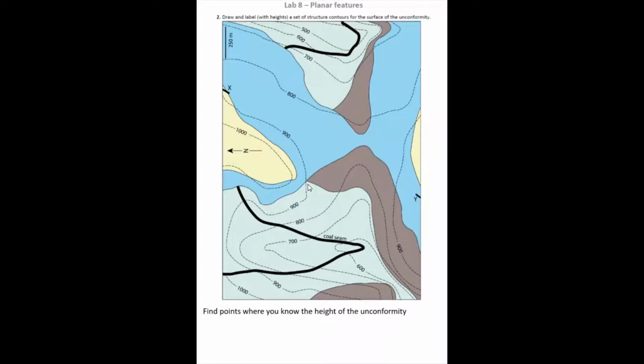The next question asks us to find the points where we know the height of the unconformity, and we can use these to work out the structural contours, to show how that unconformable surface is dipping. So we need to find all of the places where we know the height of the unconformity, so where that unconformity crosses one of our topographic contours. And if I mark on all of those points, we get 6 locations.